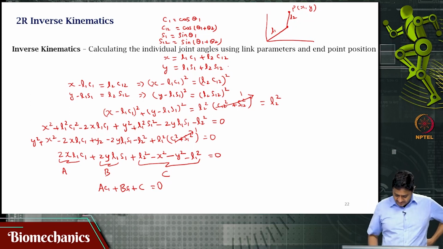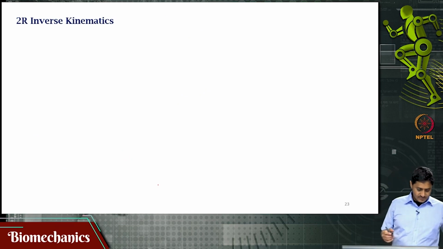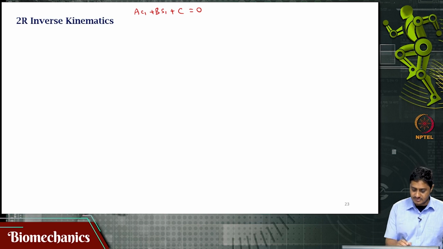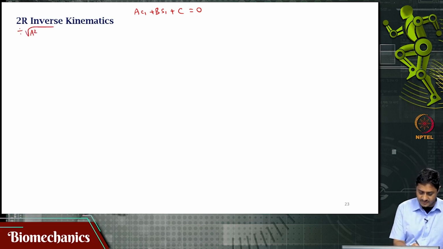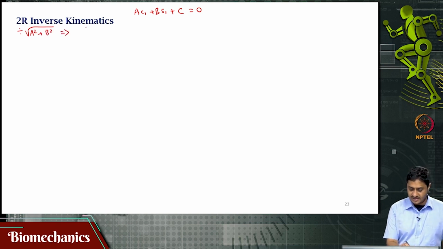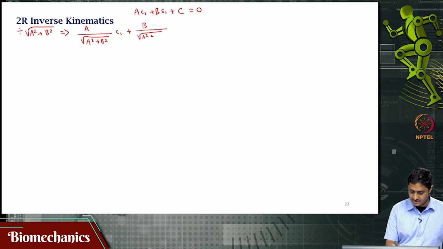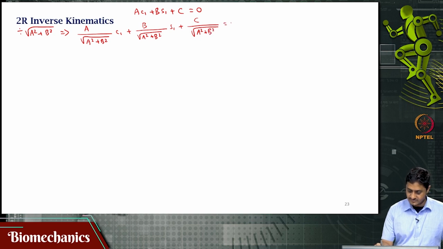Now, let us proceed to the next slide. Let us rewrite that original equation, which is A C1 plus B S1 plus capital C is 0. Now, divide this entire equation by the square root of capital A squared plus B squared. That will give me capital A divided by the square root of A squared plus B squared times C1, plus capital B divided by the square root of A squared plus B squared times S1, plus capital C divided by the square root of capital A squared plus B squared. The whole thing is 0.